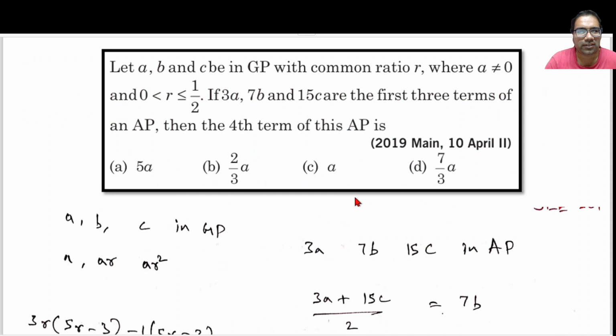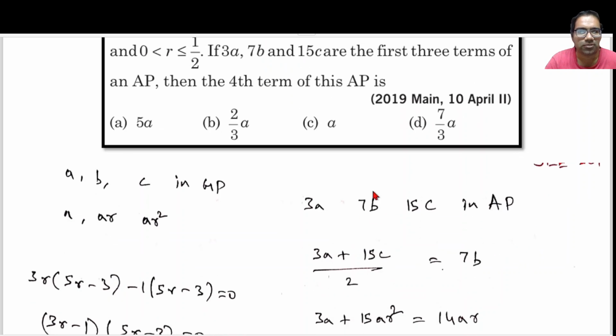Now, if these three terms A, B, C are in geometric progression, what does that mean? We can write them as A, AR, AR square. B and C, we can write them as AR and AR square. R is the common ratio. At the same time, 3A, 7B, and 15C are in AP. What does that mean? 7B should be the average of 3A and 15C because these three are in arithmetic progression. That means (3A plus 15C) by 2 should be equal to 7B.